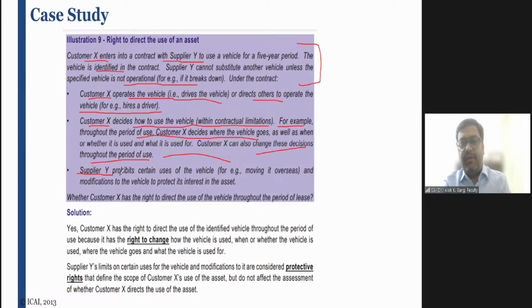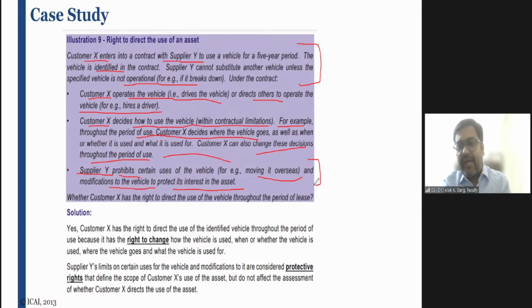Supplier Y prohibits certain uses of the vehicle, for example, moving it overseas, right? Supplier Y means lessor. Lessor prohibits certain use of the vehicle. So lessor has given some protective instructions. He said that you cannot take this vehicle to China, Japan, Sri Lanka, Thailand, right? And you cannot modify the vehicle, right? For example, you cannot make this car a Tarzan Wonder car, to protect its interest in the asset.